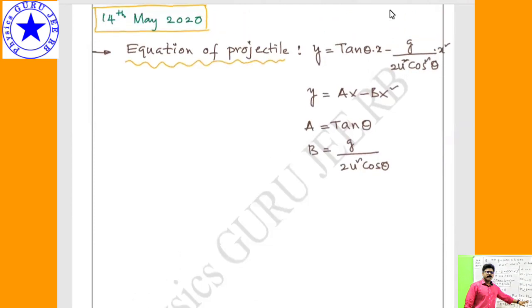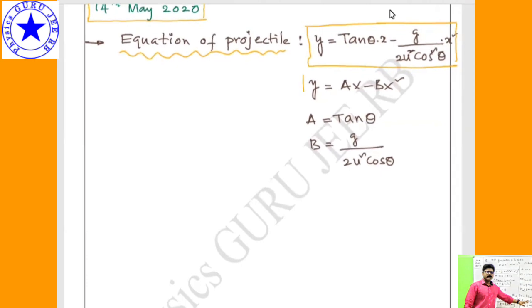Next, y is equal to ax minus bx square. What is a? a is nothing but tan theta and b is nothing but g by 2u square cos square theta. Then what did we derive?